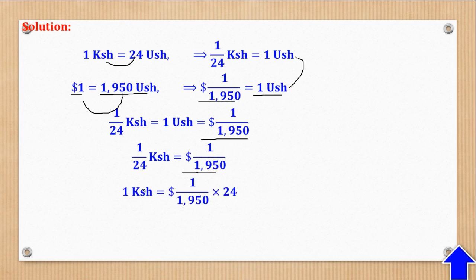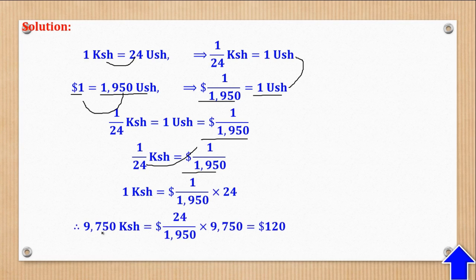Therefore 1 Kenya shilling will be got by multiplying this 24, bring this 24 this side, so it will be equal to 1 over 1950 multiplied by 24. So now that I know the rate for Kenya shilling to dollar, I'll come here and say that therefore 9,750 Kenya shillings, which was given, will be equal to 24 over 1950 multiplied by 9,750 to come up with 120 US dollars.